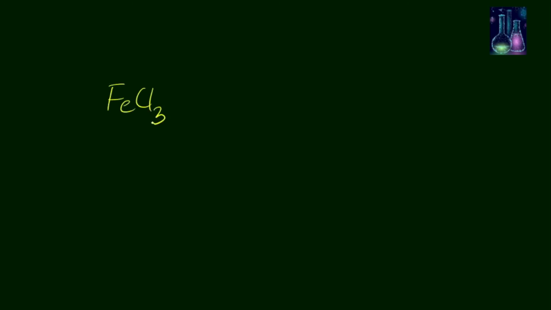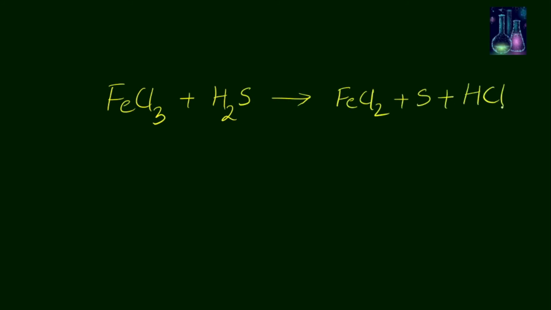FeCl3 plus H2S converting into FeCl2 plus sulfur plus HCl. Now this is an unbalanced reaction. How to balance a redox reaction, that I will be showing in our next video. For now, let's identify who is undergoing oxidation and reduction.